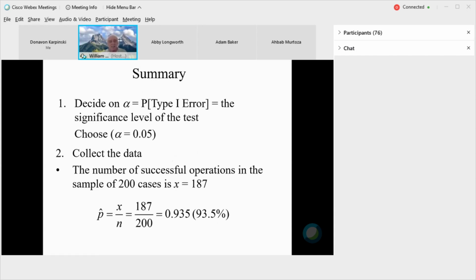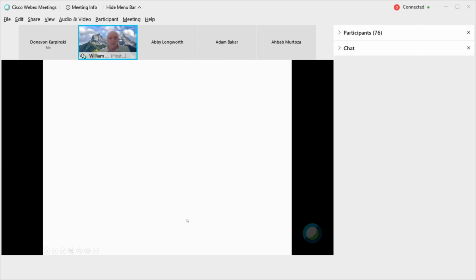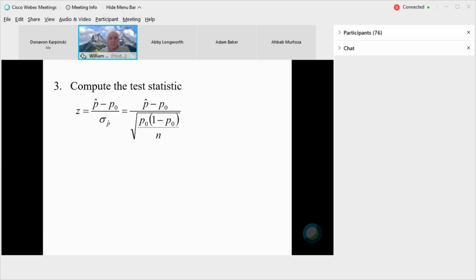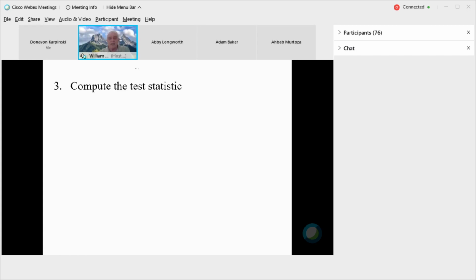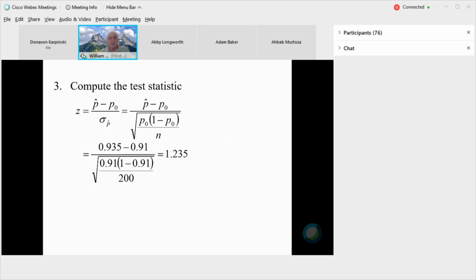Is that evidence to show that the new procedure is better? This could have occurred that high just by chance. So the test statistic: P hat, which was about 93.5%. P naught is 91%. We compute the test statistic. The test statistic is 1.235.